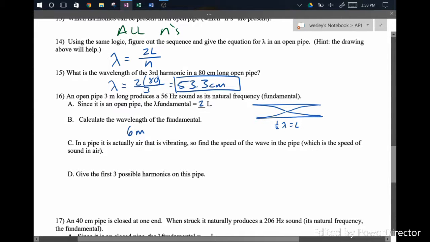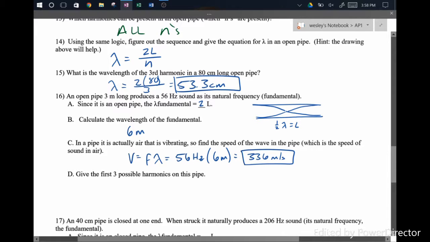In the pipe we have air vibrating, so we can find the speed of the wave in this pipe. V is just equal to frequency times the wavelength. It's going to be 56 hertz times a wavelength of 6 meters. That's going to give me a velocity of 336 meters per second.